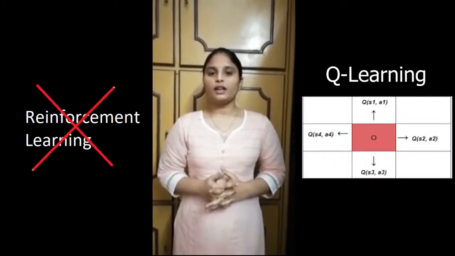Now, our problem is to make the car pick up the passenger at the correct location and drop him at his destination in the minimum number of moves. To solve this problem, we tried two methods. First, no reinforcement learning. Second, Q learning.